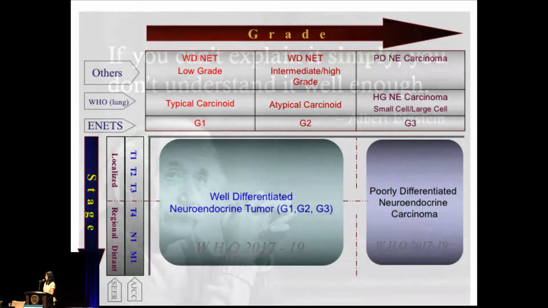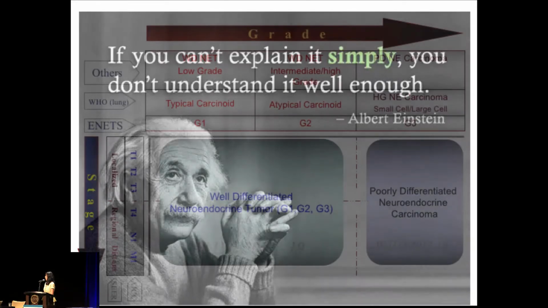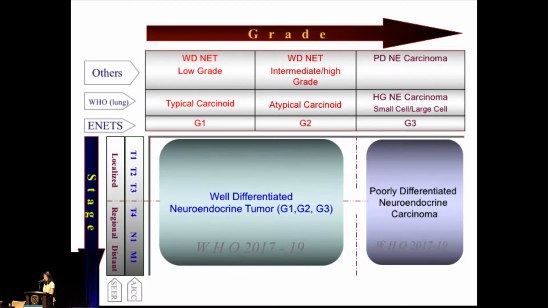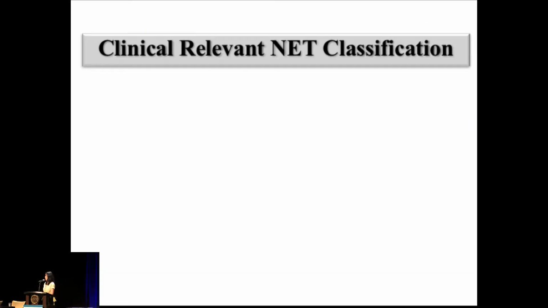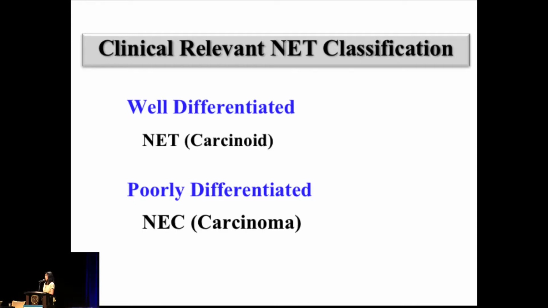So I want to use this slide. Albert Einstein says, if you cannot explain it simply, you do not understand it well enough. This is probably the situation we have. So how can I simplify this complex system? Again, I want to go back to my initial statement. It is important to indicate the differentiation of a tumor, because these are completely two different neoplasms. NEC, only one word difference, but it makes a whole difference in the clinical scenario.